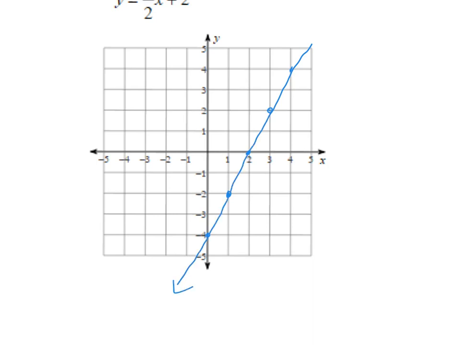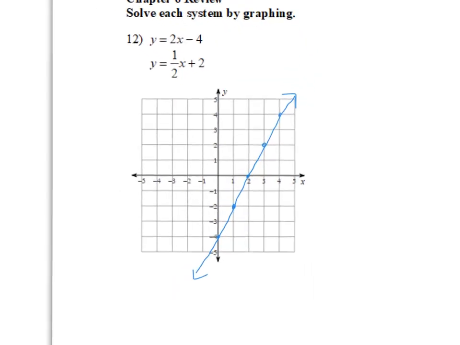Okay, and then on the second one there, I'm going to start at 2 because that's my b value. I have a slope of 1/2, so up 1, right 2, up 1, right 2. And then I'm going to go down to the left here, just get a few more points. Okay, I'm going to draw my line. And now remember, on this, we're trying to figure out where it's crossing. So it's crossing at the coordinate point 4, 4, and that's your solution.